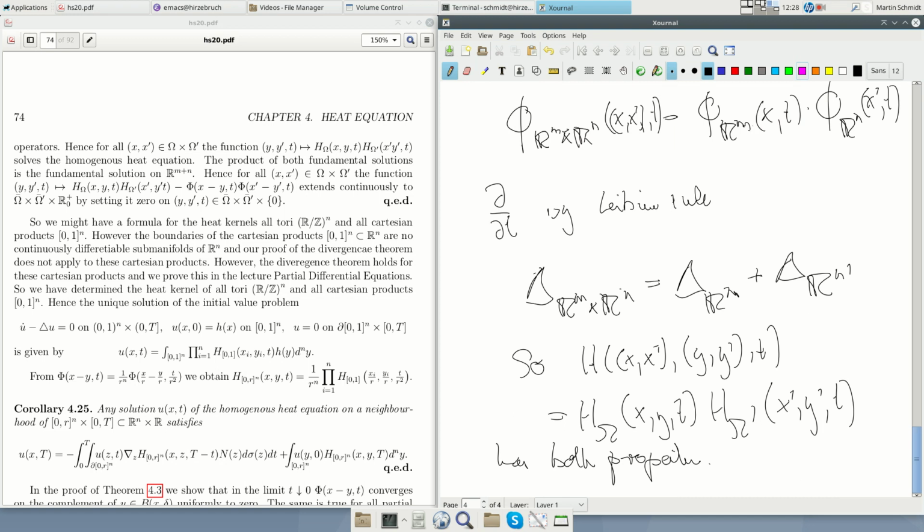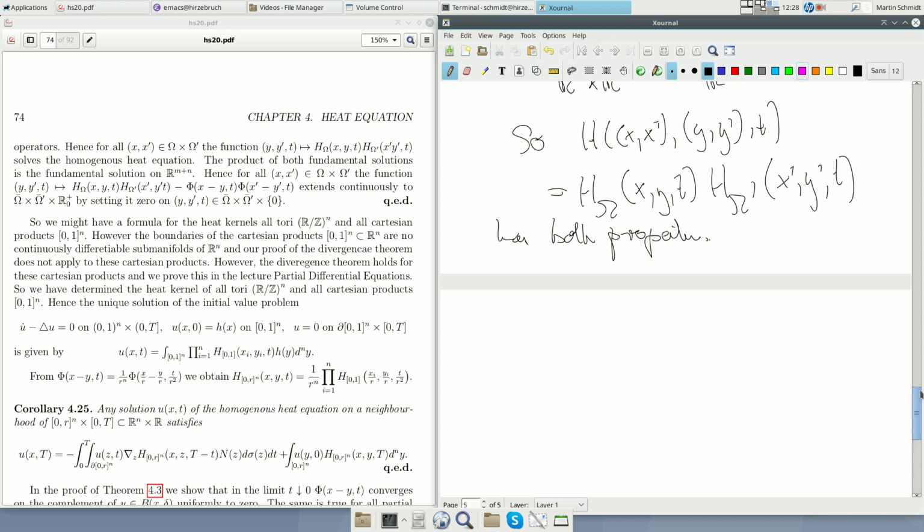Okay, so this is really the heat kernel of the Cartesian product. Now, what does this mean? This means we now have a nice formula for the n-fold Cartesian product. We now have the product, i from 1 to n, of h01 of x_i, y_i, t.